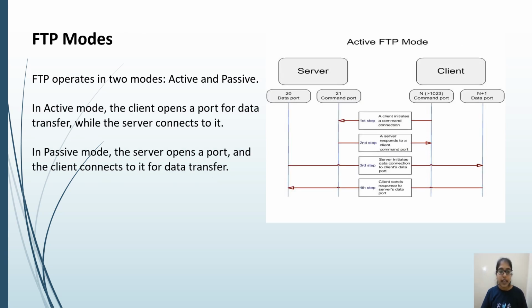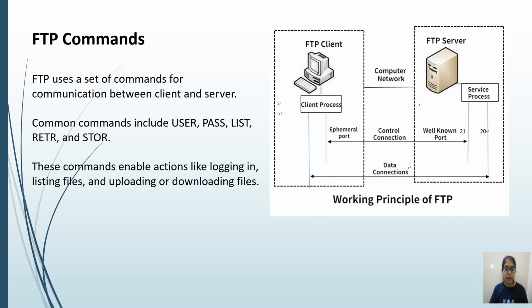FTP modes. FTP operates in two modes, active mode and passive mode. In active mode, the client opens a port for data transfer while the server connects to it. In passive mode, the server opens a port and the client connects to it for data transfer.